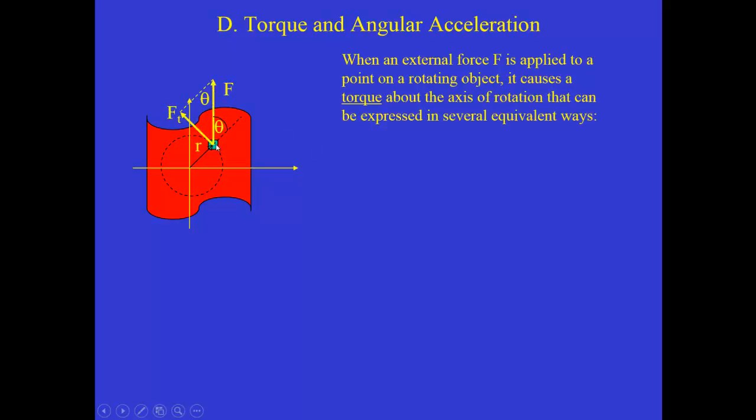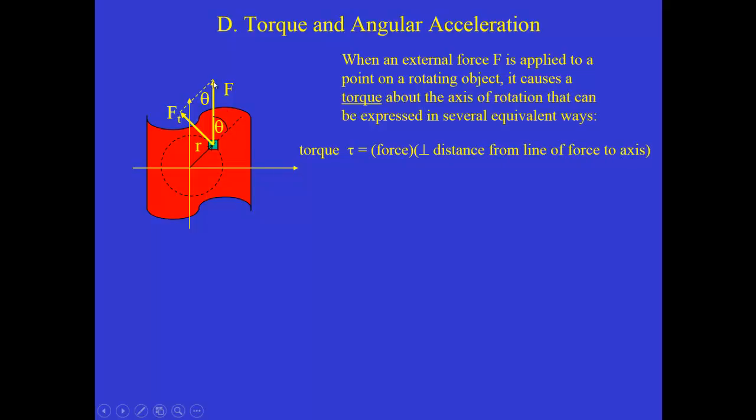So here's the case of a force being applied vertically, straight up at that point, and it's applied so that it makes an angle theta with the radial direction, starting at the axis and moving outward, going through that point where the force is applied. And with that geometry, we can express the torque using this definition. The magnitude of the torque, and we use the Greek letter tau, is the magnitude of the force, F, multiplied by the perpendicular distance from the line of force to the axis.